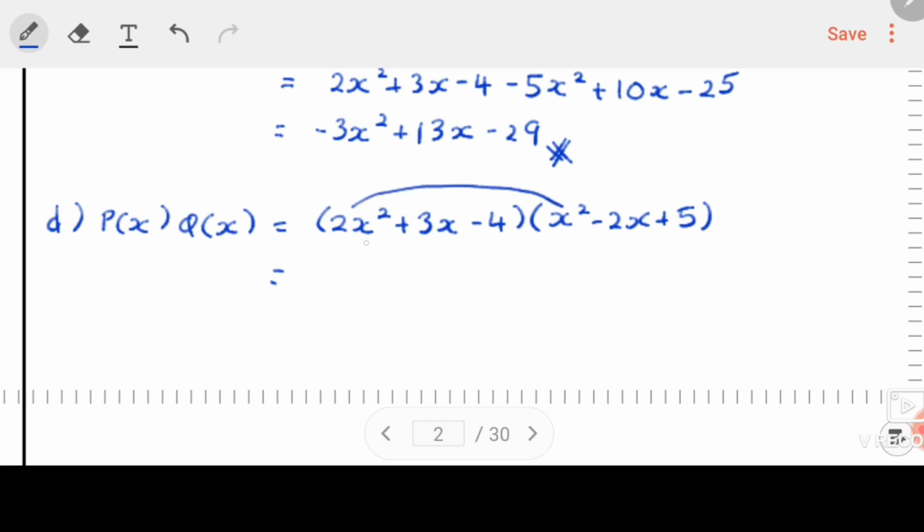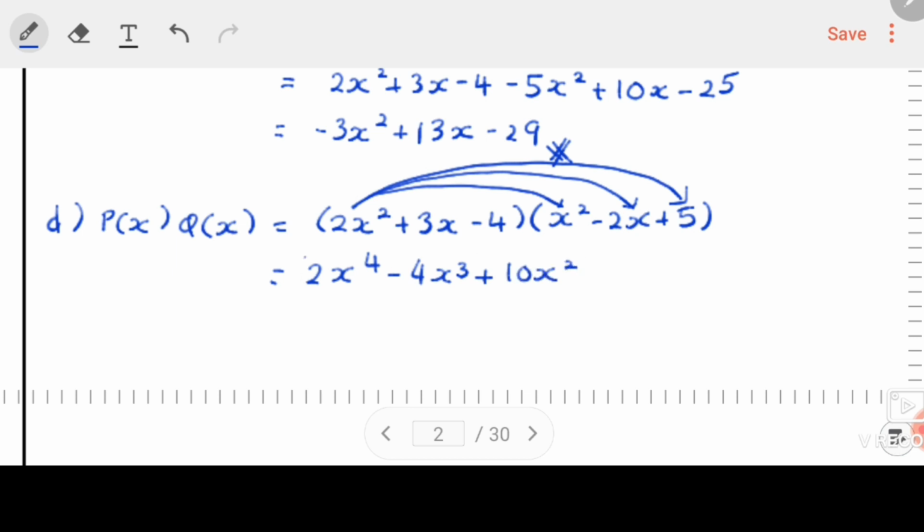So start with 2x squared times x squared. It will be 2x power 4. Multiply 2x squared by negative 2x. It becomes negative 4x cubed. Multiply 2x squared with 5. It becomes plus 10x squared. And we can add bracket for the terms.